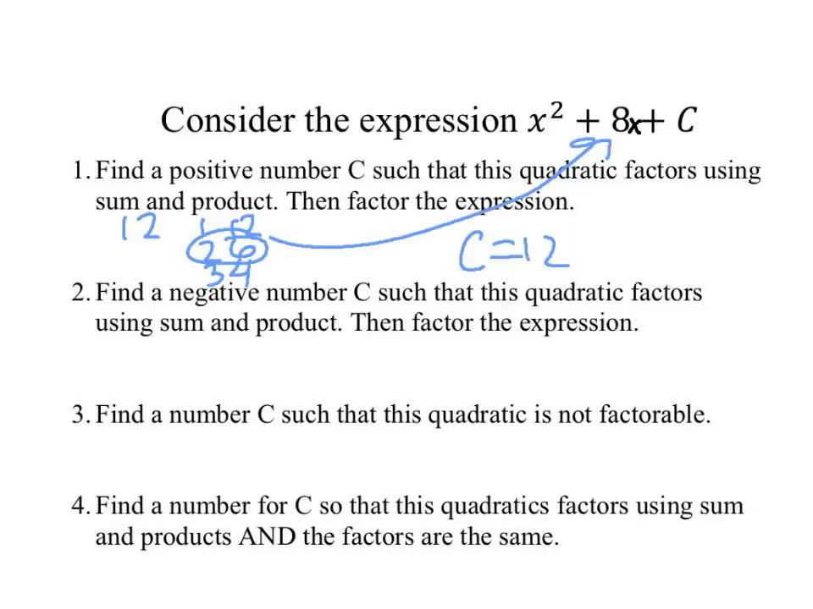Question number 2. Find a negative number c such that this quadratic factors using sum and products, then factor the expression. So let's say, in this case, let's try negative 12. Again, the factors of 12 are 1 and 12, 2 and 6, and 3 and 4. Well, for this to be a negative 12, one of these numbers, 2 or 6, has to be negative. Well, if I combine those together, that does not get me a positive 8.